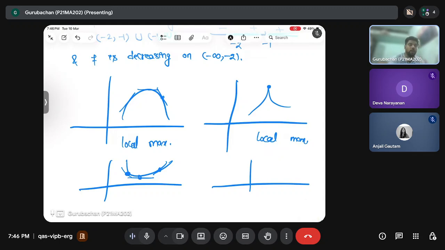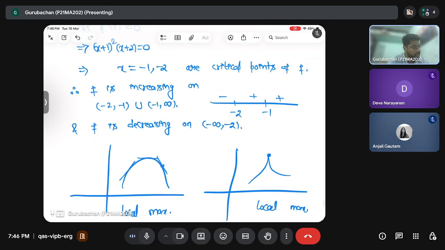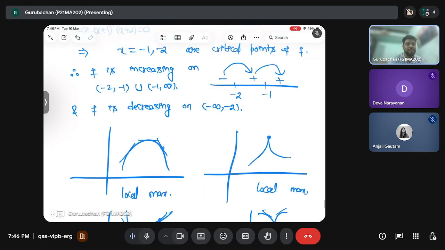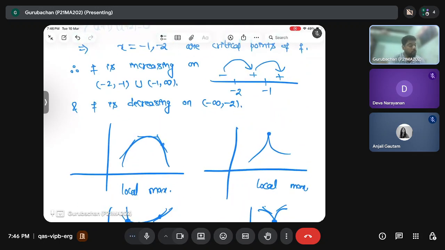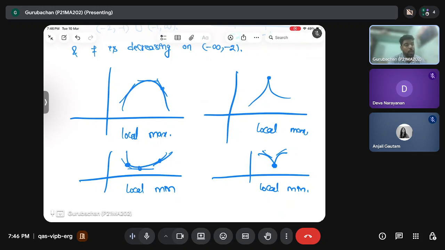So in case of a not defined point, you can think like this. This is negative, this is positive, and at this point this is not defined. Local minima, local minima. So if you will observe that there is a sign change from negative to positive at minus 2 and no sign change at minus 1. Since there is a sign change negative to positive, therefore this minus 2 will correspond to local minima.